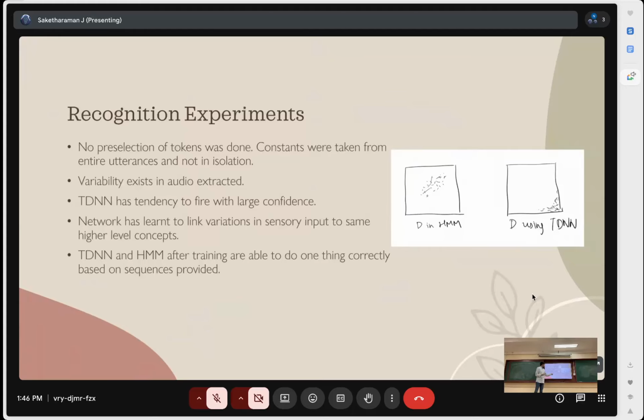Time delay neural networks and hidden Markov models are able to do one thing correctly. Basically, after all the data and all the training, it is able to accurately predict one letter or phoneme in an entire series.